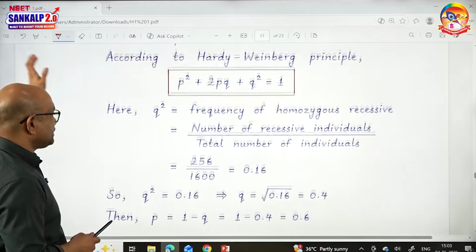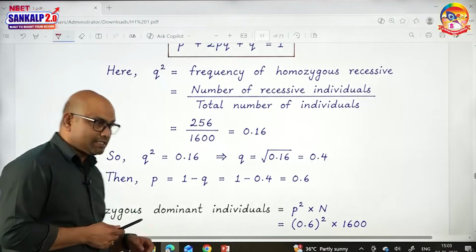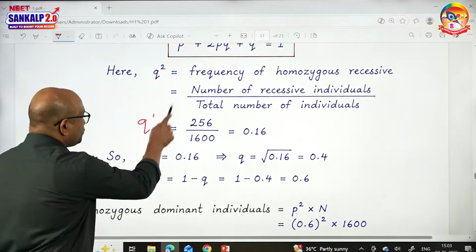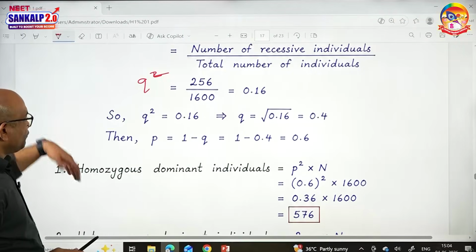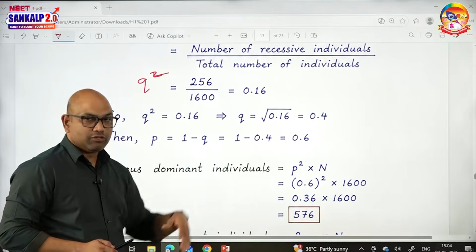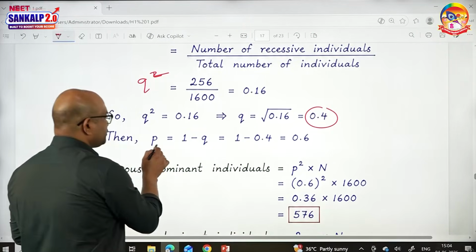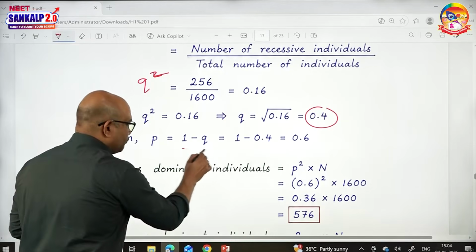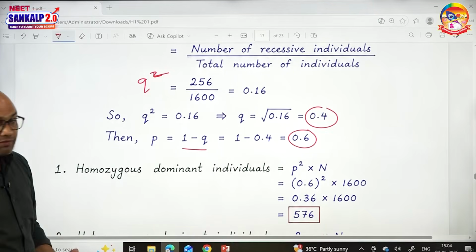So recessive individuals in the question mentioned 256, total 1600, that is 0.16. 0.16 is the value of q square, it is not q. How can you calculate the q value from q square? By taking the square root, the q value is 0.4. As p plus q is equal to 1, p is equal to 1 minus q, that is the p value is 0.6.